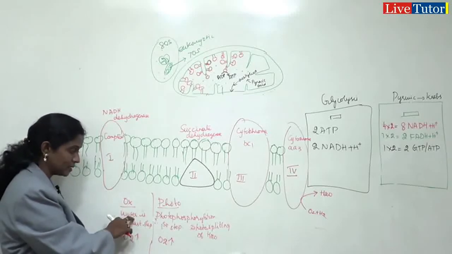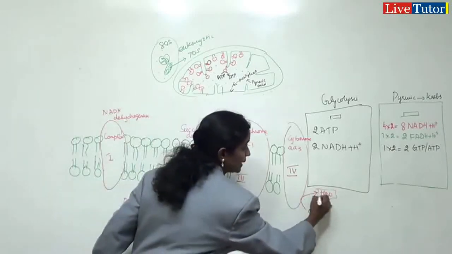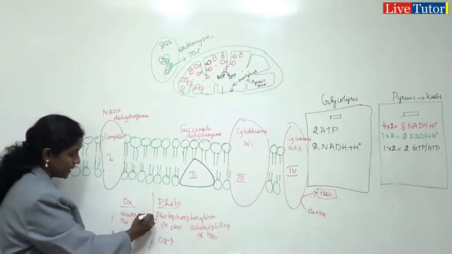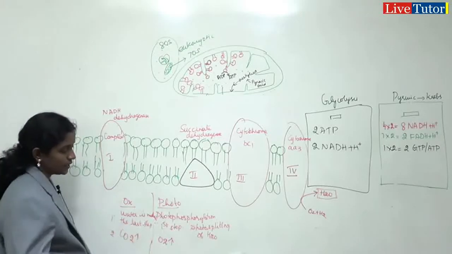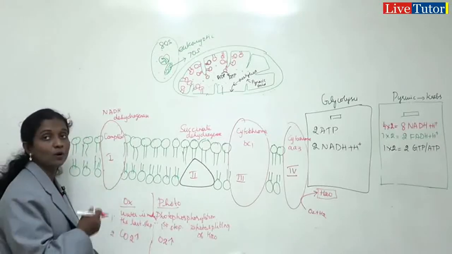Water is made, but water is split. You can see, we make water, they break water. Water is produced in the last step, whereas in plants, in the very first step itself, they break the water to get energy. The photo-splitting of water takes place.